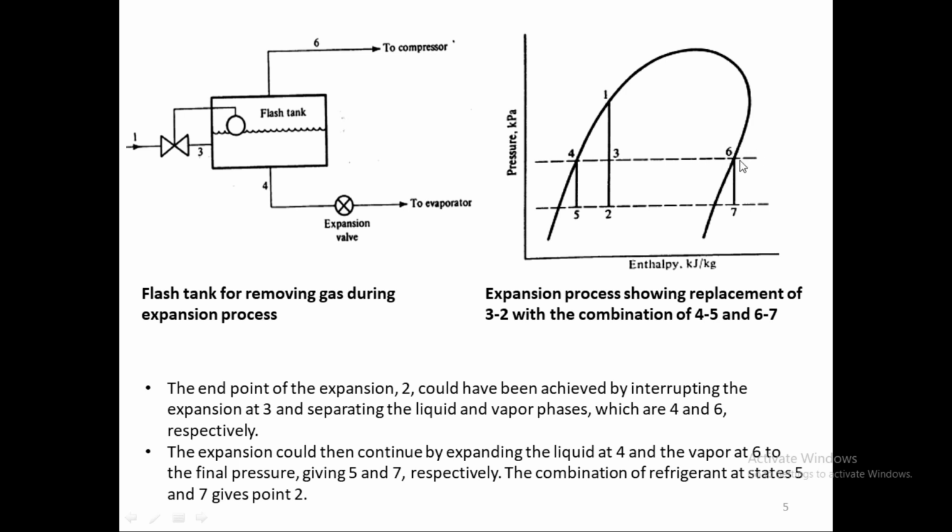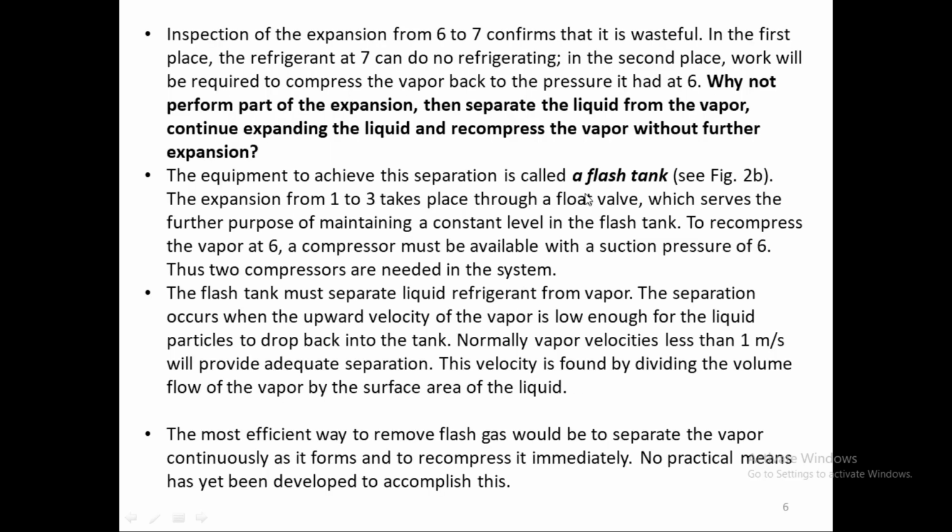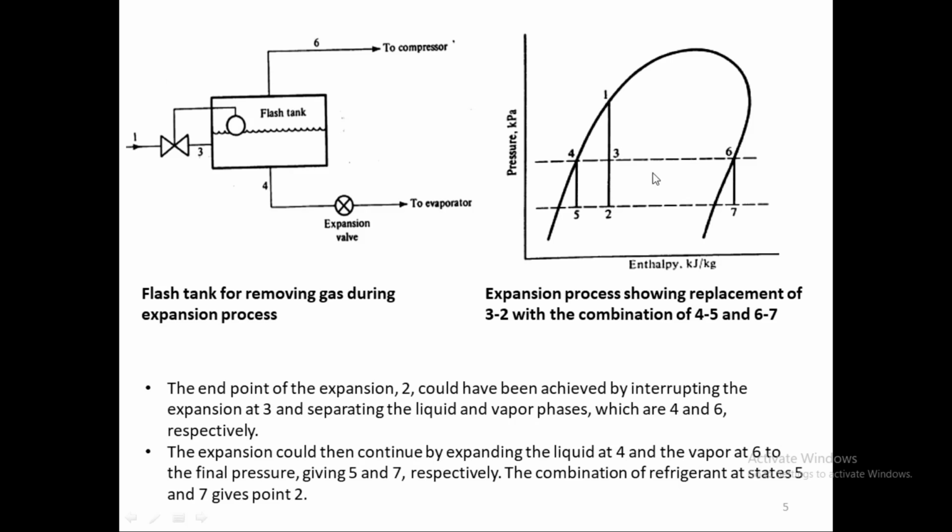If we use just one compressor, then from this point we have to expand it down to 7, because our compressor will be somewhere here with the evaporator. So it will be again wasteful. It will expand it, but we will not get any benefit out of it. In the first place, the refrigerant at 7 can do no refrigerating. In the second place, work will be required to compress the vapor back to the pressure it had at 6.